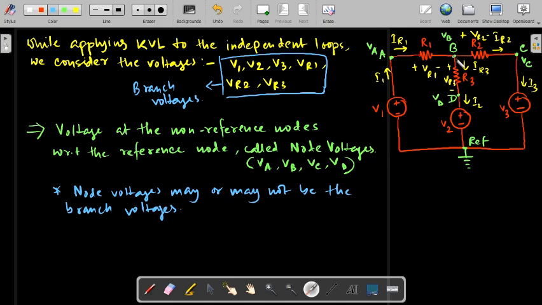But if I consider the node voltage at B, that is VB, this VB is not the branch voltage of a particular element, because VB is not appearing across any particular element. But VA is appearing across a particular element, so VA is also a branch voltage of this particular branch. VB over here is specifically a node voltage, but VA is a node voltage and also a branch voltage.